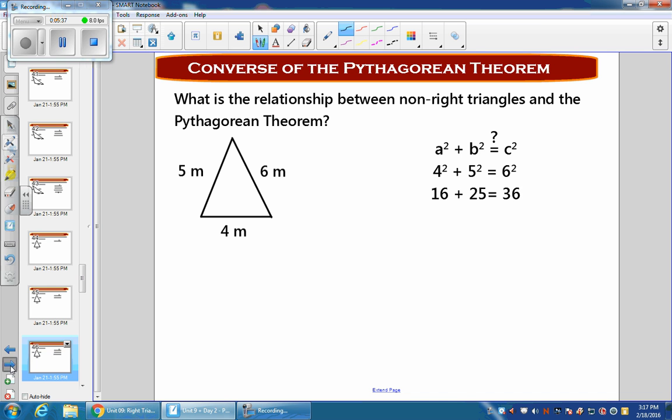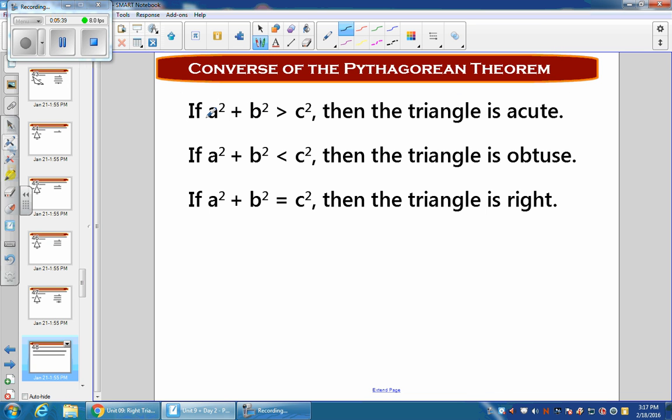So this goes through finding it. If a squared plus b squared is greater than c squared, then the triangle is acute. If it's less than c squared, then that triangle is obtuse. And if it equals, then we know the triangle is right.